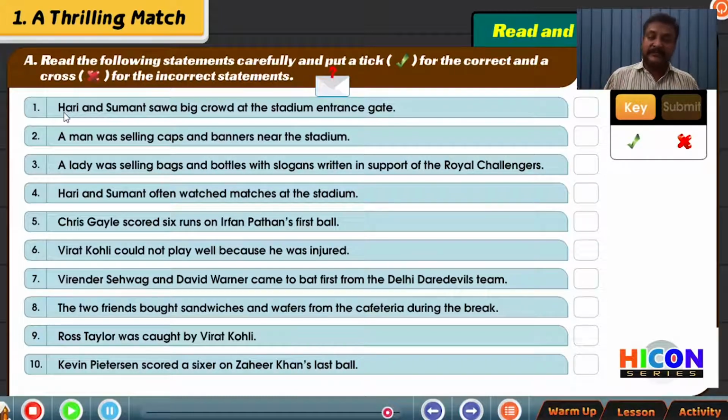If they match with the content in the lesson, we should say it is true. We need to put a tick mark over there, and if it doesn't match, then we need to put a cross mark over there. Okay, so shall we start doing it? Fine.